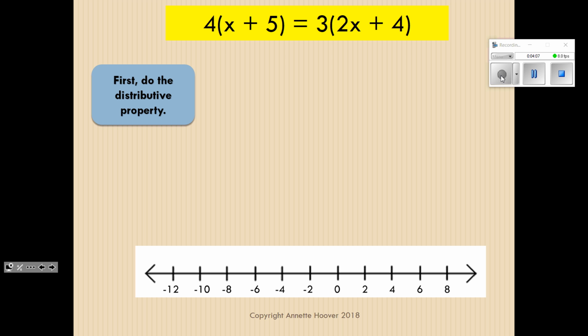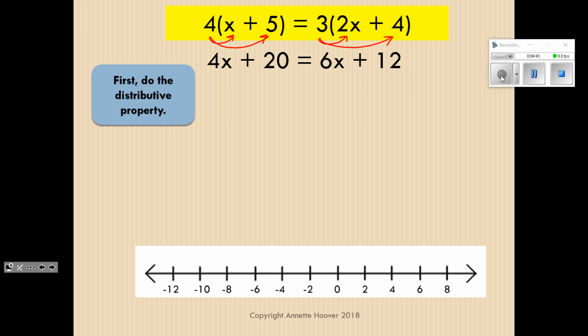Here we're going to refer back to our lesson on solving an equation with variables on both sides. We look up here, and on both sides of the equation we see the distributive property. So on the left side we're going to have to do 4 times x and 4 times 5. And on the right side of the equation we have to do 3 times 2x and 3 times 4. When we do that, 4 times x is 4x, 4 times 5 is 20, so that's 4x plus 20. 3 times 2x is 6x, and 3 times 4 is 12.